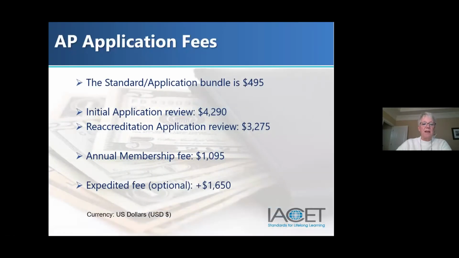The standard and application are bundled together, and those are available on the IACET website for $495. The application fee and annual membership fee for initial application is due upon submission of your application in the online portal. The initial application fee is $4,290. The fee for reapplication or reaccreditation is reduced to $3,275. The annual membership is $1,095. If you would like your application expedited, you can elect to pay an additional $1,650.